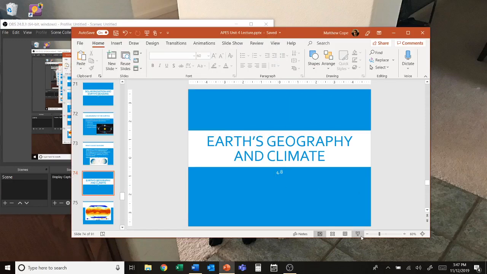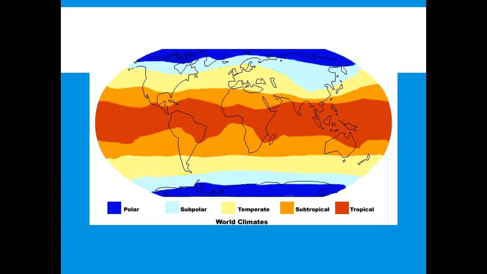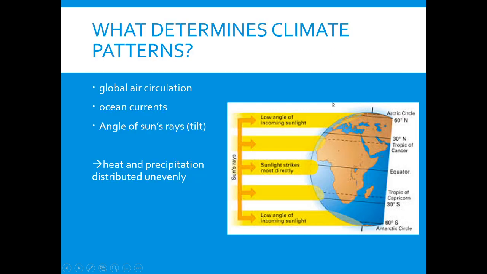All right, welcome to video 8 for Unit 4 for AP Environmental Science. This is all about Earth's geography and climate. Now, the world climates, this just shows you, based on where you are, how your climate is going to be different, from polar to subpolar to temperate to subtropical to tropical, and then back up all the way to polar because we have two poles.